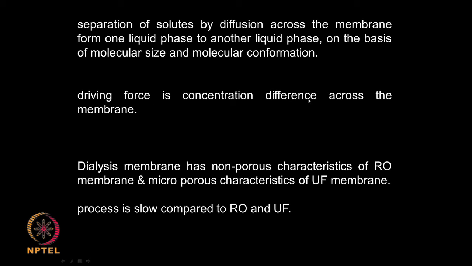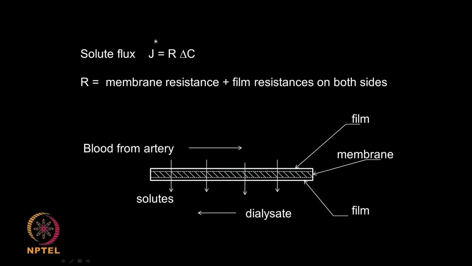The driving force is concentration difference, because as you know Fick's first law of diffusion, we have the diffusion coefficient multiplied by the concentration gradient. The dialysis membrane has the non-porous characteristic of reverse osmosis and the microporous characteristic of ultrafiltration. The process is slow when compared to reverse osmosis or ultrafiltration. So, the solute flux J is equal to 1 over R, where R is the membrane resistance plus film resistance on both sides, into delta C.